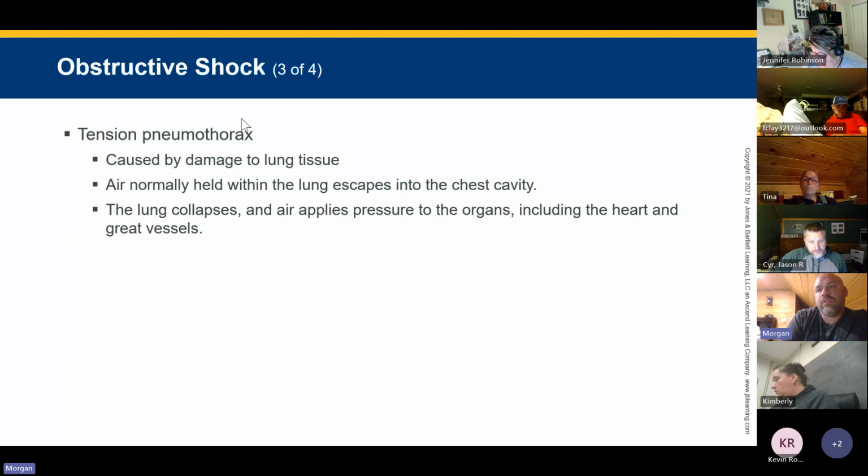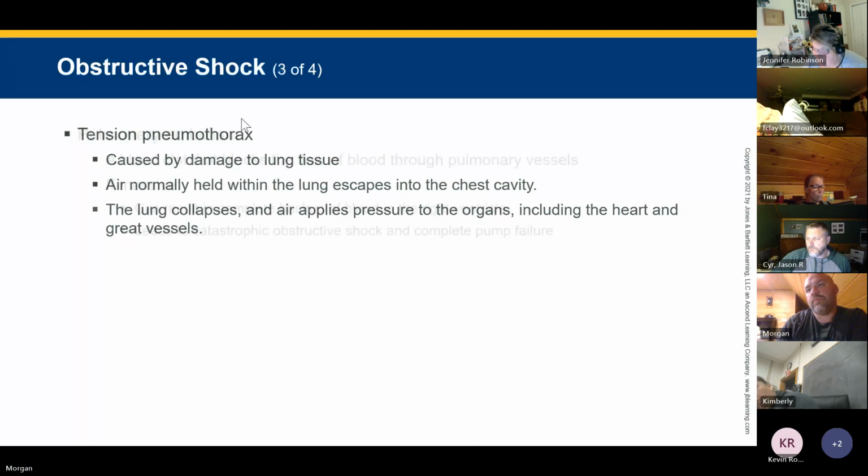So the tension pneumothorax is caused by damage to the lung tissue. Air escapes from the lung into the chest cavity, and the lung collapses, and the air supply puts pressure on the organs, including the heart and great vessels. You can actually look these up on YouTube. I'm sure there are good videos. And like we were saying before, the air's negative pressure comes in and won't be able to get out, and it just pushes that lung over, and the heart won't be able to function properly.